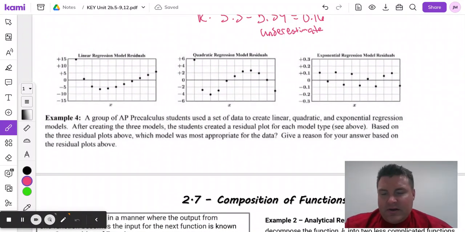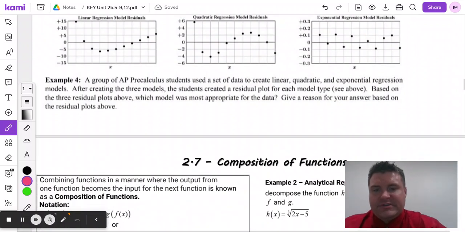All right, example 4. A group of AP PreCalculus students has used a set of data to create linear, quadratic, and exponential regression models. After creating the 3 models, the students created a residual plot for each model type, see above. So you can see the models right there. Which of these is appropriate for the data? So we have the linear on the left, the quadratic in the middle, and the exponential on the right. Which one of these is an appropriate model? Exponential. Why? Because there's no pattern.